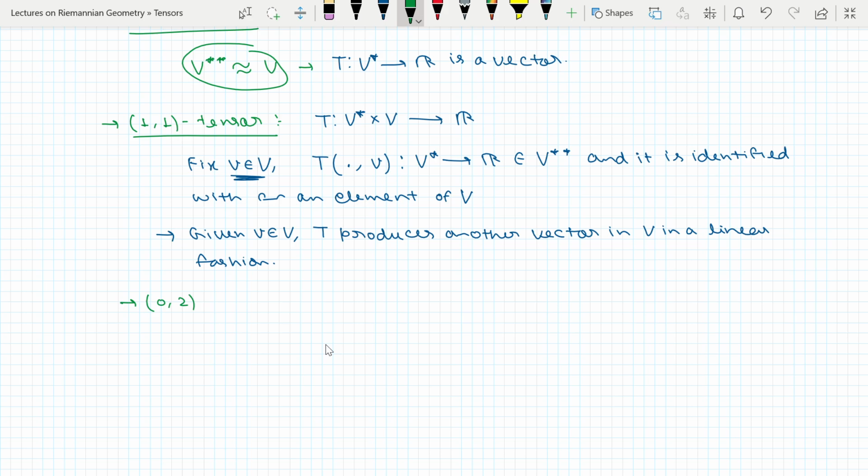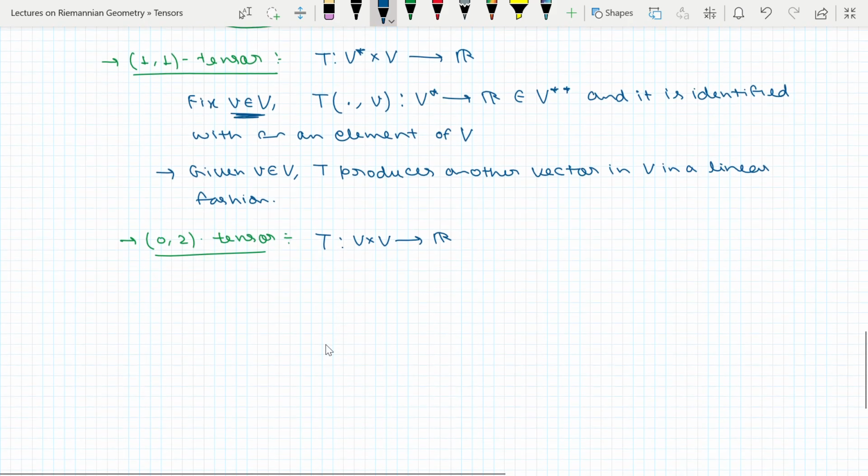So similarly, one more thing. I will discuss it at length in later videos, but right now I'm just giving you the definition. A 0-2 tensor. What will be the 0-2 tensor? Okay, let's first do it with T. So a 0-2 tensor will have 0 copies of V star and 2 copies of V.